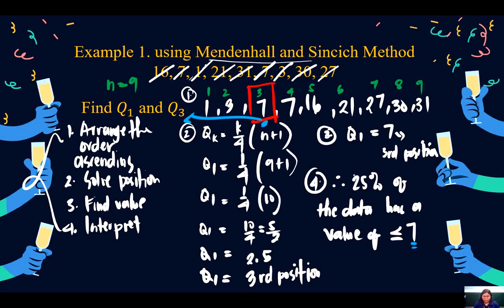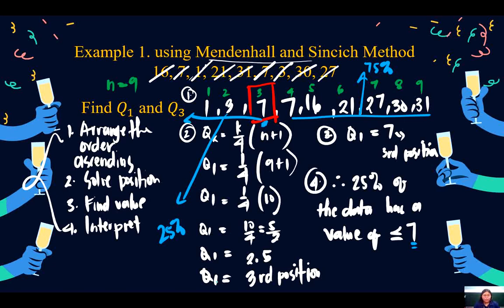Okay, so in contradiction, 75% of the data has a value of greater than 7. So, ibig sabihin, ito, 75% ang nakakuha ng score in between this. Okay, greater than 7, but not equal to 7. Okay? So, ibig sabihin, yung 25% ng population mo, ang nakuhang score is less than or equal to 7. That is the interpretation.